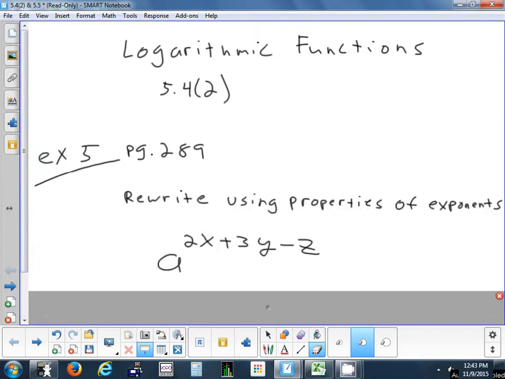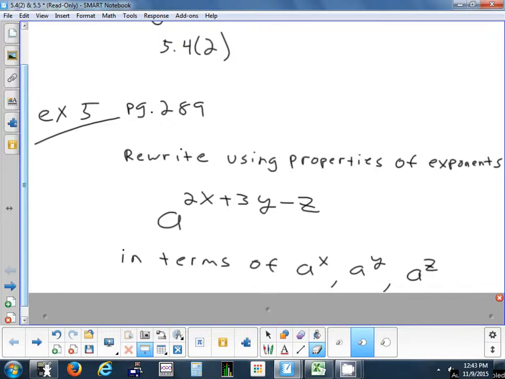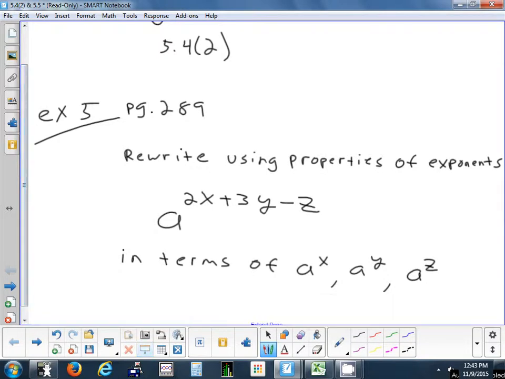All right, first problem, just to kind of warm up and remember our rules for exponents. I just want to start off with this example. I want to rewrite this so that we don't have one big exponent. We're going to break it up into individual terms. And the first thing I want to focus on is the plus and the minus. Okay, so first thing is we've added 2x and 3y.